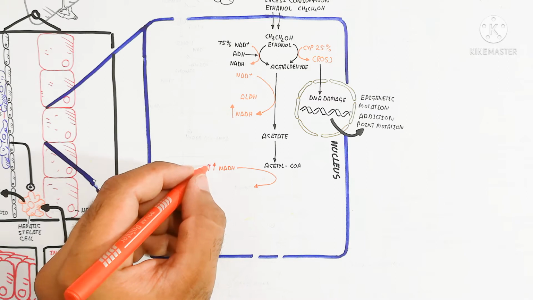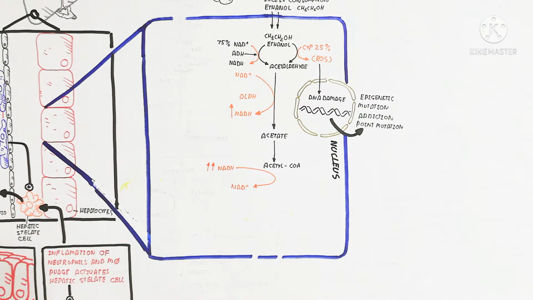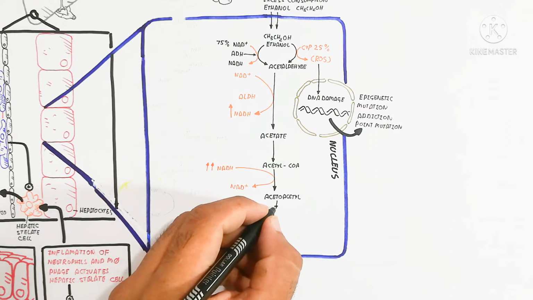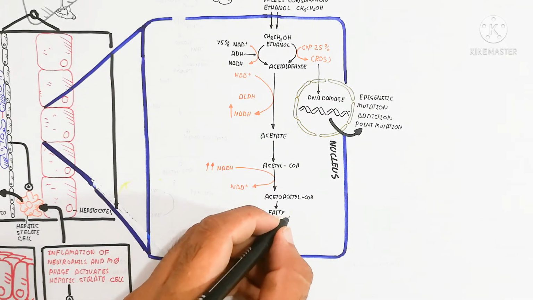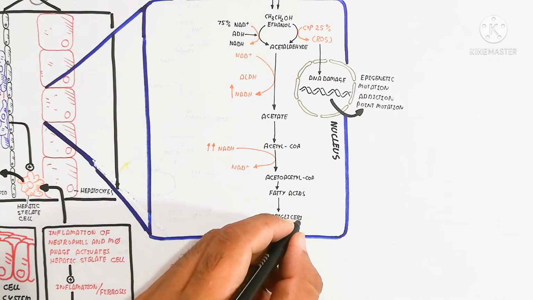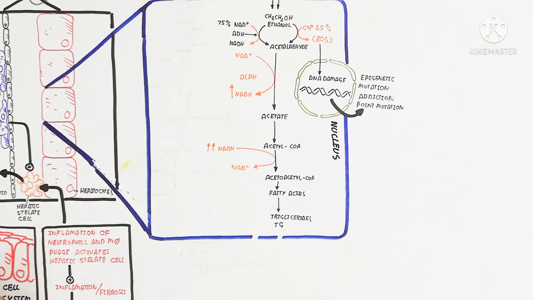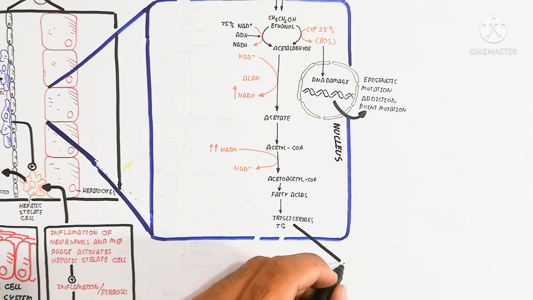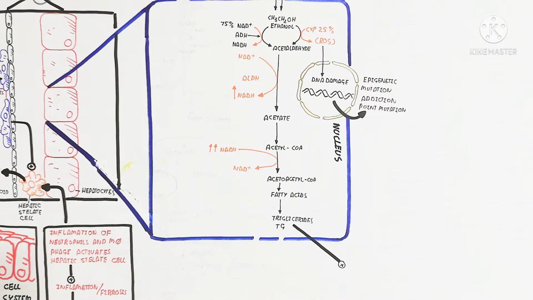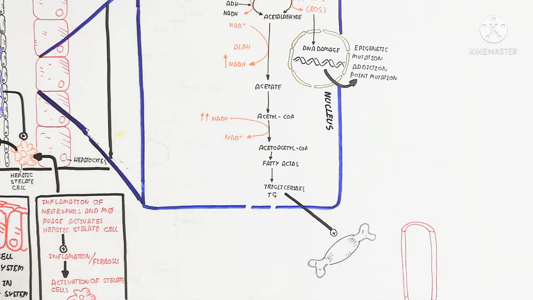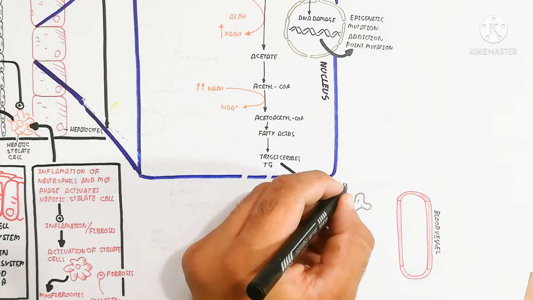Acetate is then converted into acetyl CoA. This is a different process, and I am skipping it here. The increasing NADH leads to increased acetyl CoA, and this acetyl CoA will be converted into fatty acid, and fatty acid will increase.